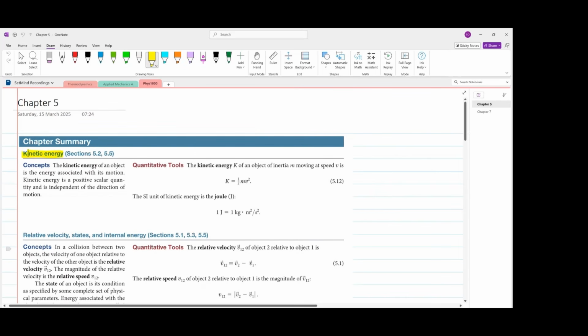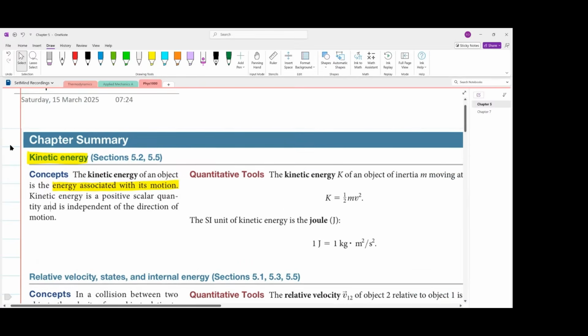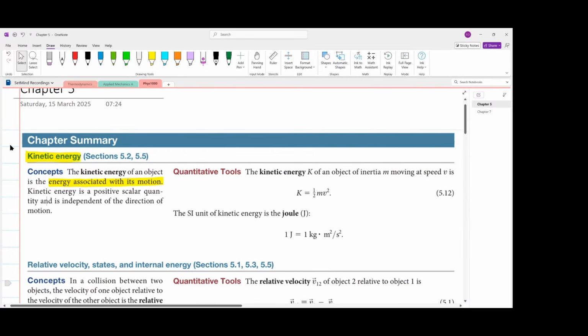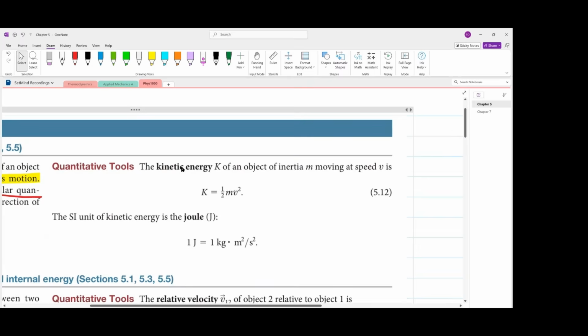Okay, so we have something called kinetic energy, okay? And it is really important. It is the energy that is associated with the motion of an object, right? So if an object is moving, it has some form of kinetic energy, okay? And also important is that it is a scalar quantity, right? So it has no direction, it is just a value, just a magnitude, right?